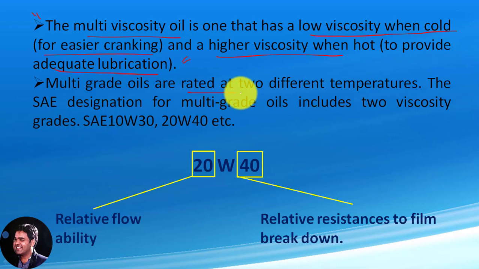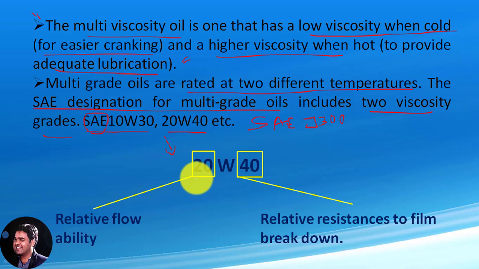Multigrade engine oils are rated at two different temperatures. The SAE designation method for multigrade engine oil includes two viscosity grades. They are designated, for example, like SAE 10W30. Likewise, you can call it SAE 20W40. This is the specific designation method defined by the SAE under the SAE J300 standard. What does this designation method indicate? For example, we consider the grade SAE 20W40.